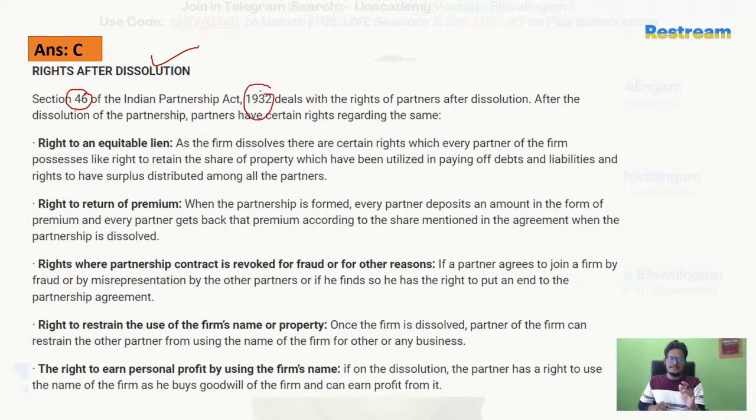Indian Partnership Act 1932 deals with the rights available to a partner after the dissolution: the right to equitable lien like other partners, the right to return of the premium received when the partnership is formed, the right where the partnership contract is revoked for fraud or other reasons, the right to restrain the use of the firm's name or the firm's property even after the dissolution, and the right to earn personal profit by using the firm name. These rights will be available because here the partnership firm is getting dissolved, not the partnership alone. So firm means it's a dissolution of the partnership also.